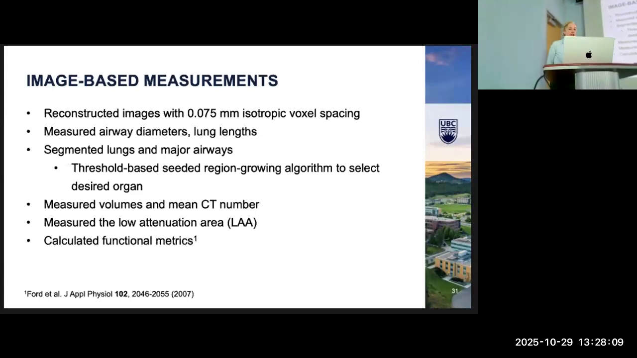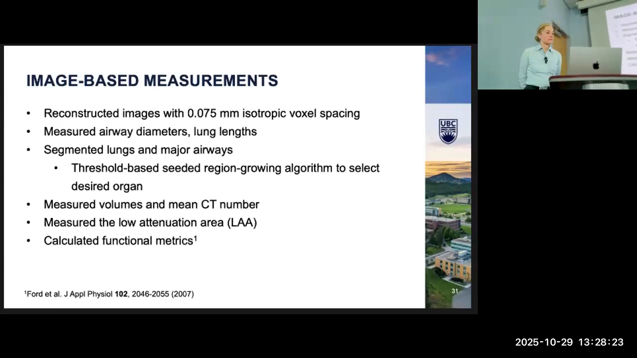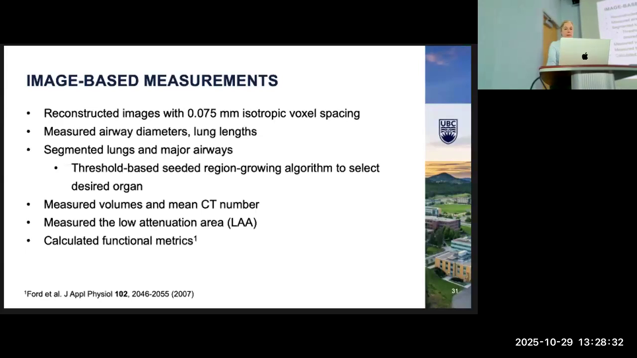We measured the low attenuation area, LAA. So that is a metric that's used clinically as a means of quantifying the degree of air trapping in a patient, and we calculated functional metrics similar to what I described earlier, the tidal volume and functional residual capacity.